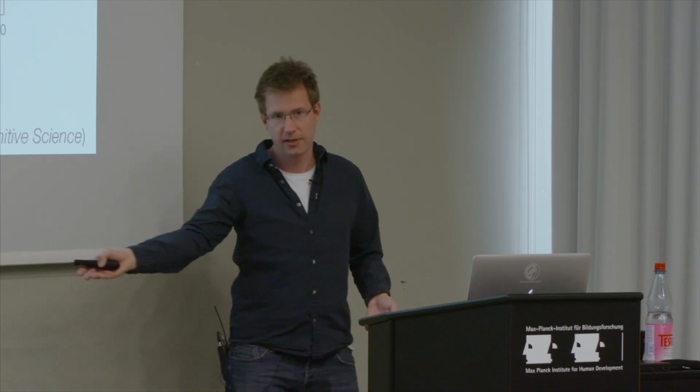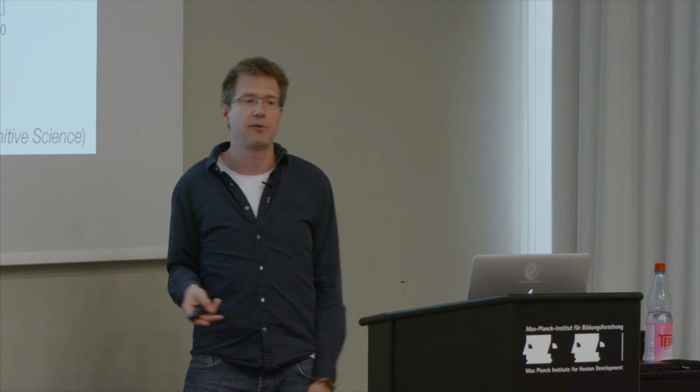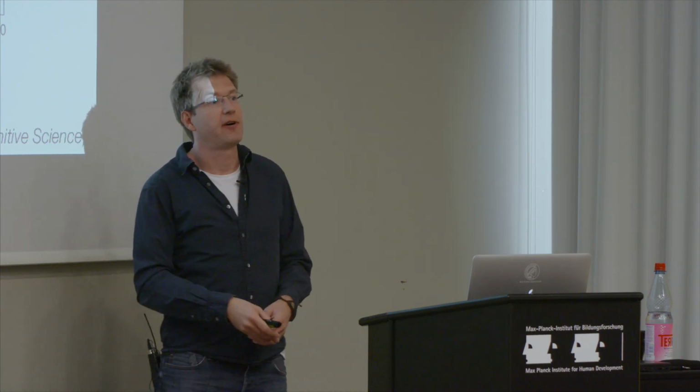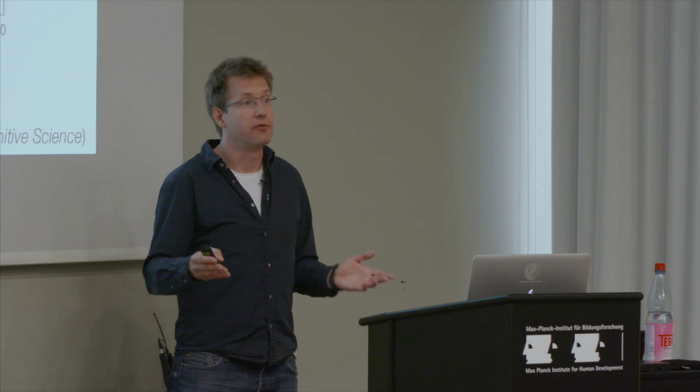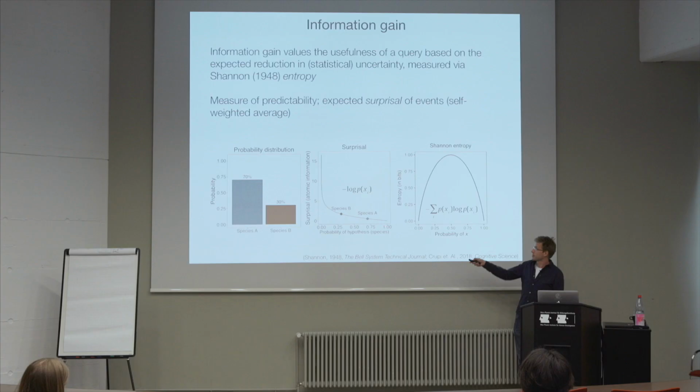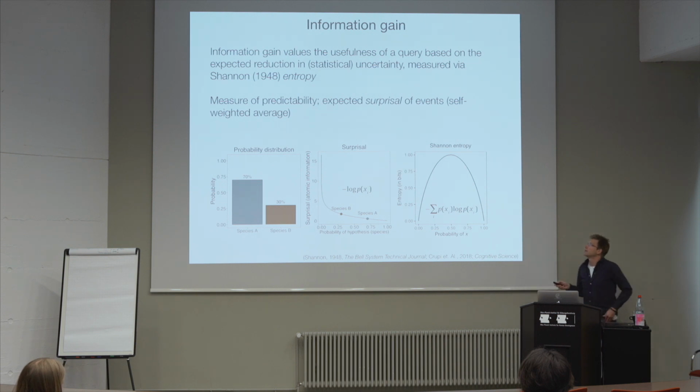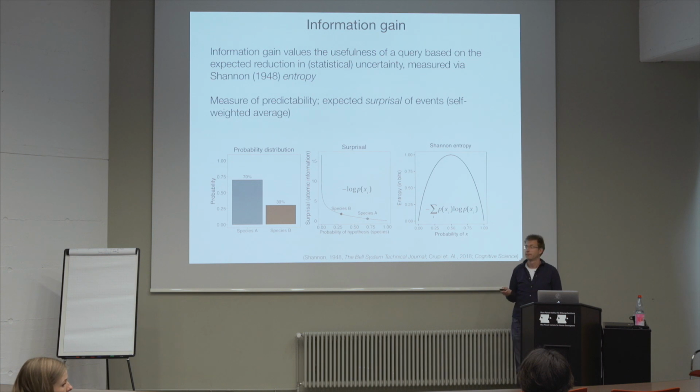So if you walk on the streets and you find €1, yeah, maybe you might be surprised, but not really. But if you find 100,000 euros, then you're really, really surprised, yeah? And this is kind of what that function does. And the entropy is essentially the weighted average, and then you get this nice curve, which is the entropy function. And information gain values questions in accordance with the expected reduction in entropy.